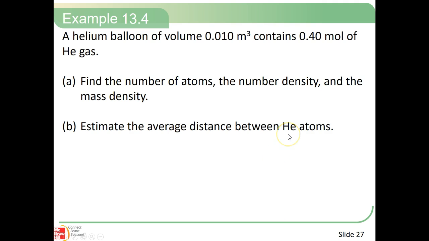So now we've got a helium balloon, and that helium balloon contains about 0.10 cubic meters of 0.4 moles of helium gas. They want us to find the number of atoms, the number density and the mass density for the helium on the inside, and then they want us to estimate what the average distance is between those helium atoms.